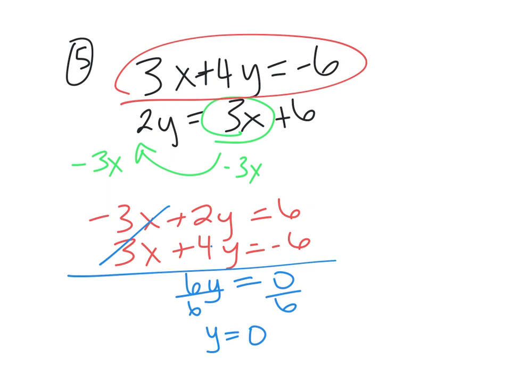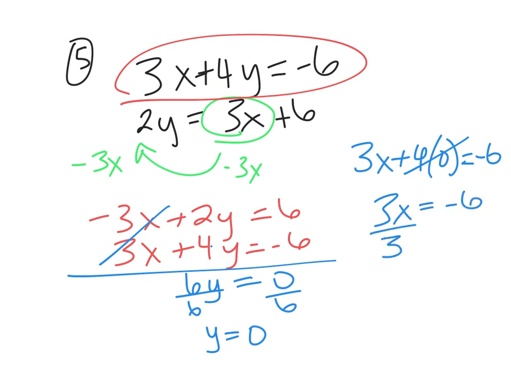Now I'm going to plug it into one of the originals. It does not matter which one, so I'm going to pick the top one. I have 3x plus 4 times 0 equals negative 6. 4 times 0 is just 0, right? Yeah. So then I get 3x equals negative 6. Divide by 3, and I get x equals what? Negative 2. So then write it as your final answer: negative 2 comma 0.